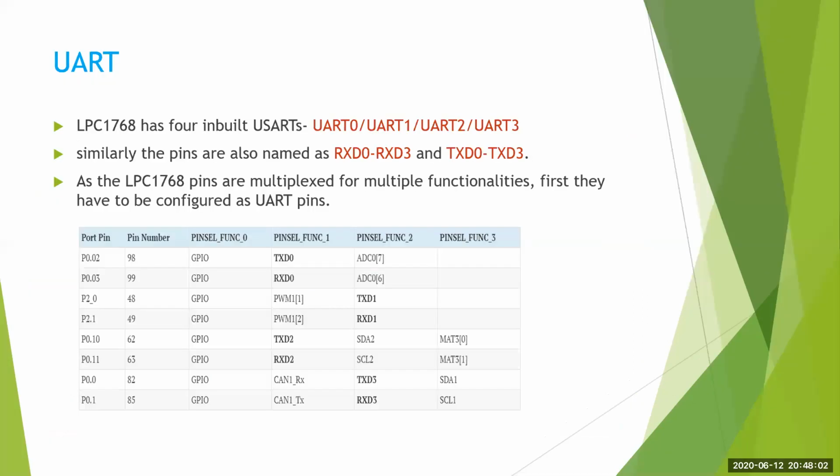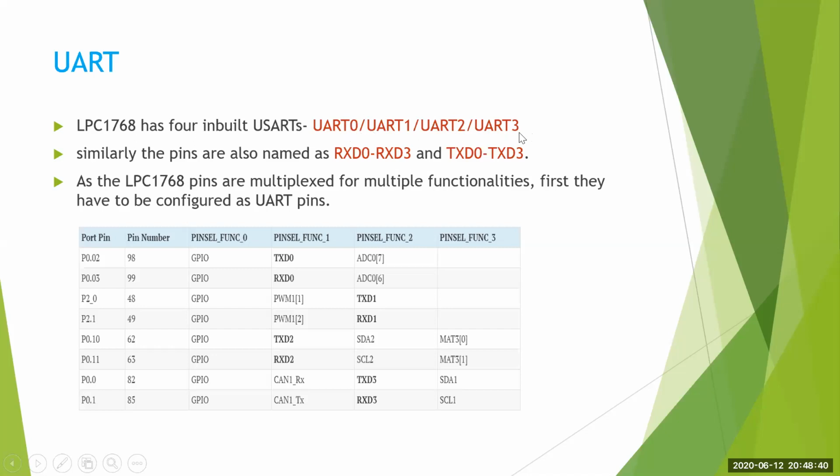We are discussing the UART program here. In Cortex Simply, we have 4 UARTs: UART 0, UART 1, UART 2, and UART 3. With respect to each UART, we have a receiving terminal as well as a transmitting terminal. For UART 0, you have receiving terminal RxD0 and transmitting terminal TxD0. Similarly, for UART 1, RxD1, TxD1; UART 2, RxD2, TxD2; UART 3, RxD3, and TxD3. So you have 4 different UARTs.